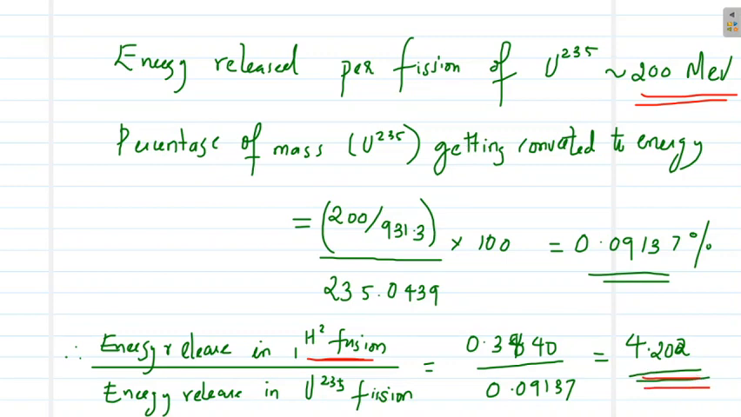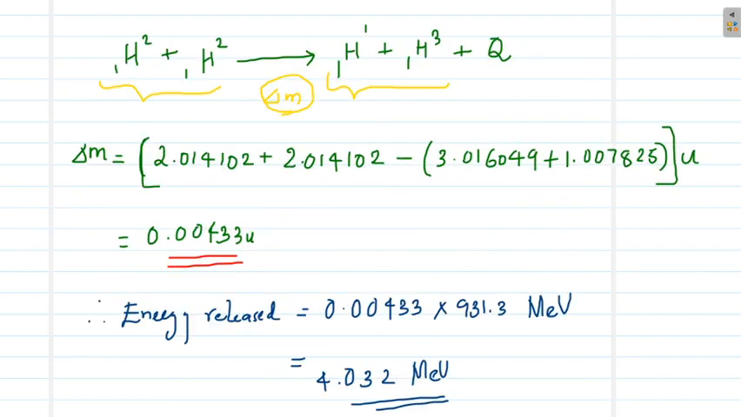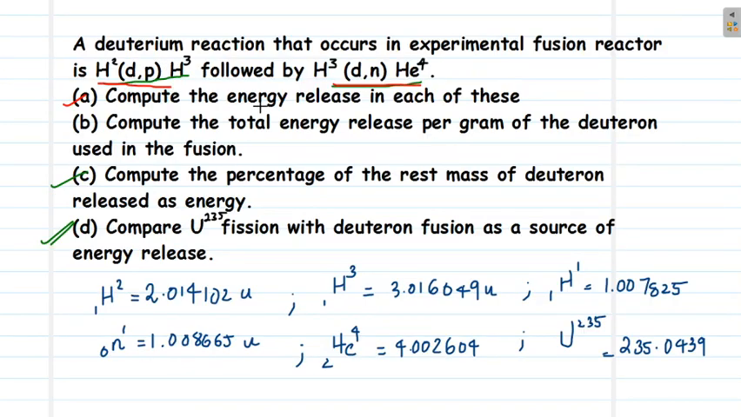So these are the concepts that we have discussed today. We have solved the problem. We have found the energy released in each of these reactions. Then we calculated the total energy, and then we calculated the percentage of the rest mass that is being converted into energy, and we compared the fission reaction and the fusion reaction to find which one will be releasing more energy.